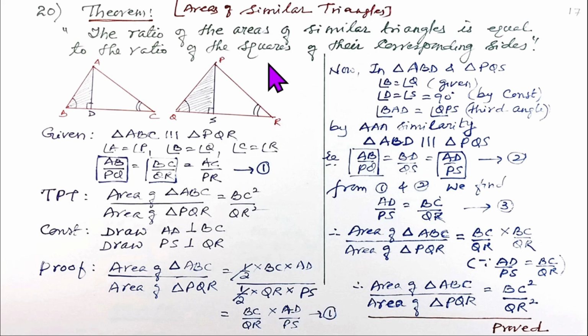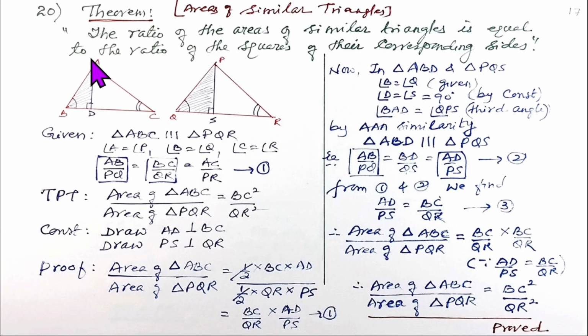Now let us see how to prove this. Let us understand this and let us prove it. Now we are given triangle ABC and triangle PQR. Angle A is equal to angle P, angle B is equal to angle Q, angle C is equal to angle R, and also AB upon PQ is equal to AC upon PR is equal to BC upon QR, because these two triangles are similar. So that means corresponding angles are equal, corresponding sides are proportional.